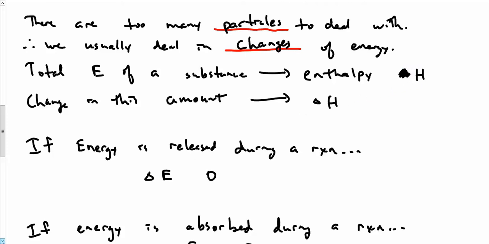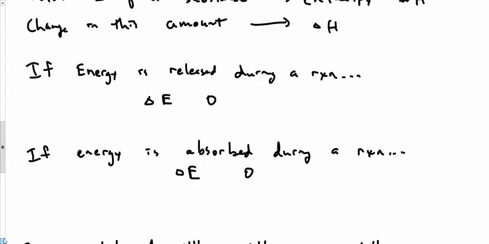If heat is being released during a reaction, we say that the energy change would be less than 0, and we say that is exothermic. And if energy is being absorbed, we say the energy change is greater than 0, and you use that word endothermic, which I'm guessing many of you've seen those two terms before. Heat is exiting the reaction, heat is going into the reaction.